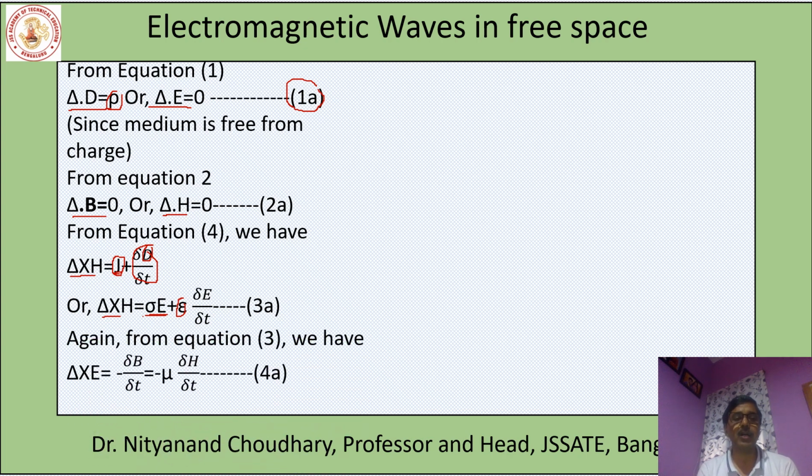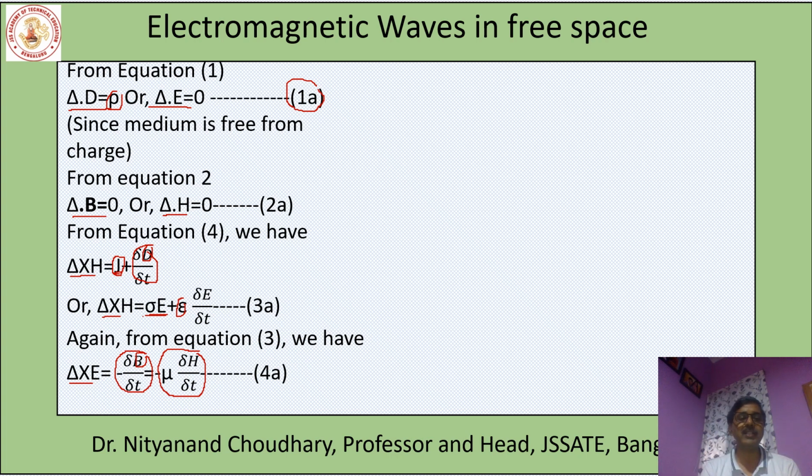That is your third equation, which was your Faraday law of electromagnetic induction. So del cross E is equal to minus del B upon del T, the rate of change of the magnetic field or magnetic flux. This B again I am converting in the form of H. B equal to mu into H, so del cross E is equal to minus mu del H upon del T. So these are the four equations, 1A, 2A, 3A and 4A, that we are going to use to derive the equations.